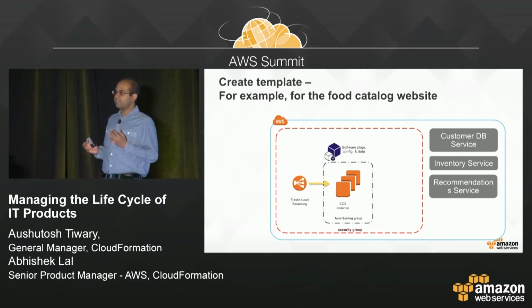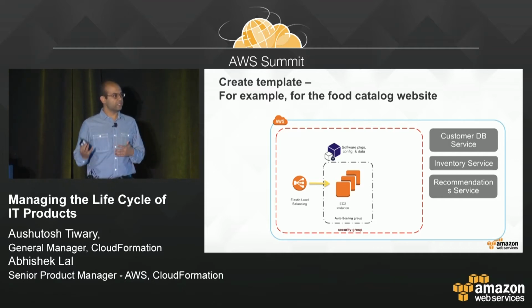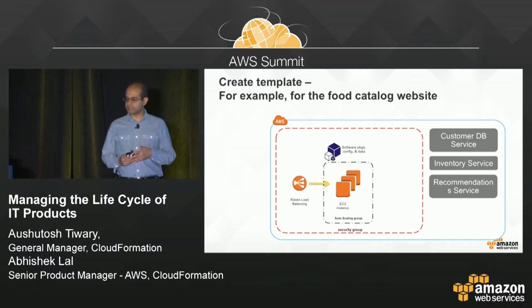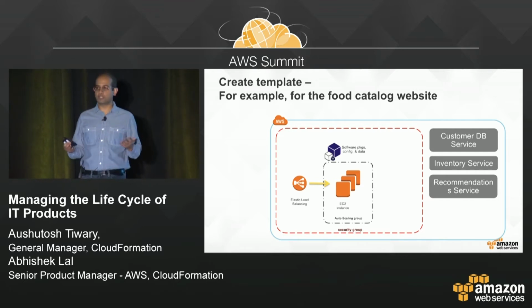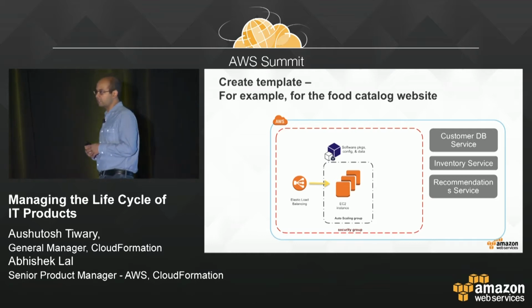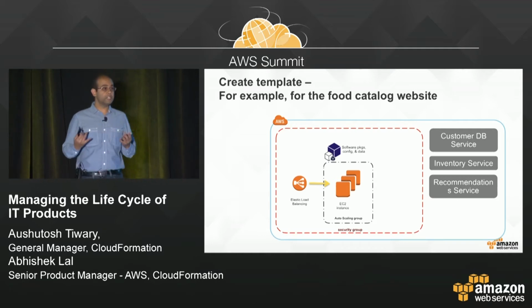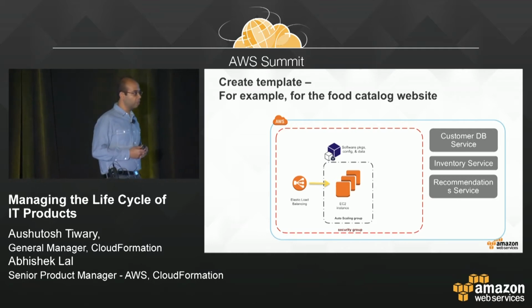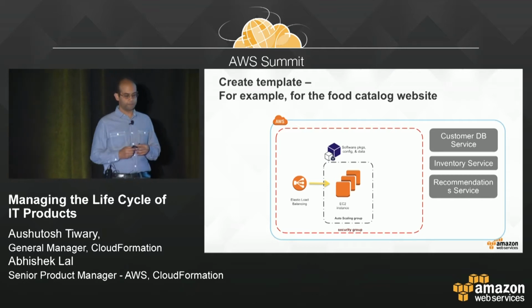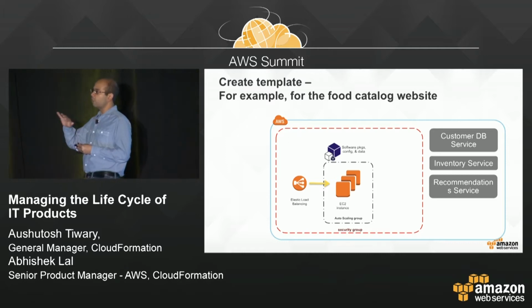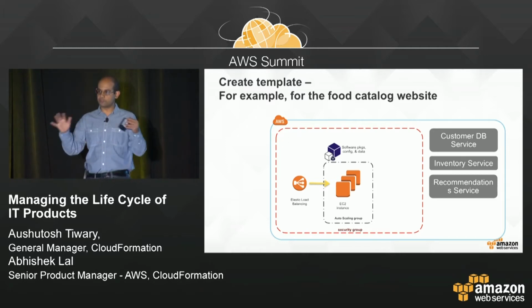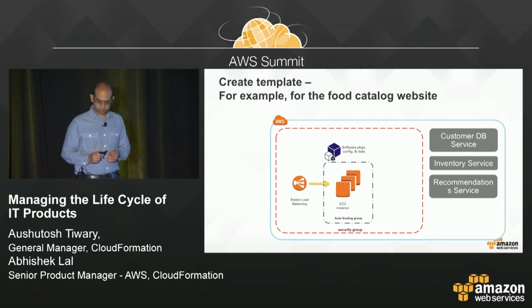Now, most likely this website will need access to external resources or external services. In this example, I've taken a customer database. So on the food catalog website, there might be some customer information. There can be an inventory service which checks how many orders have been shipped or fulfilled. And then based on user input, there could be a recommendation service. These are all external services to this website, but this website will need to interact with them.